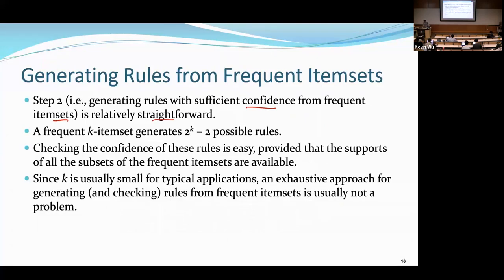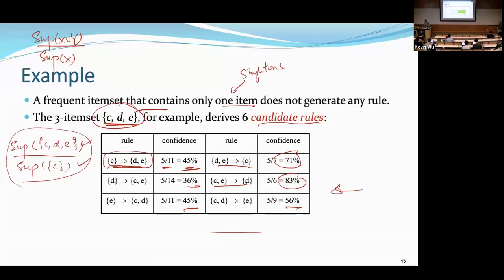Well, we notice that a frequent k item set derives 2 to the power k minus 2 possible candidate rules. For example, here we have this frequent item set CDE. This is a 3 item set, so k equals 3. So how many rules do we derive from it? The answer is 2 to the power 3 minus 2, which is 6 rules.